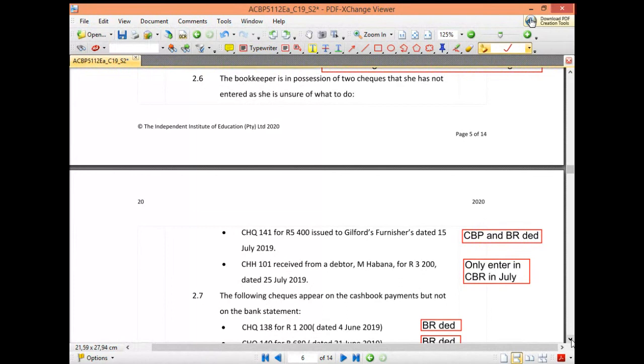Then the next one, check 101, was received from a debtor. So this is a check we've received from one of our customers for 3,200. You will see it is dated 25 July. So for our debtors, we can only record it in our cash books in the month that it is applicable. So in this scenario, we will only enter that check in July when we can technically go bank it. This is called a post-dated check. So the first one will affect our bank account, but the second one will not affect our bank account at all. Okay, so that one you need to leave out.